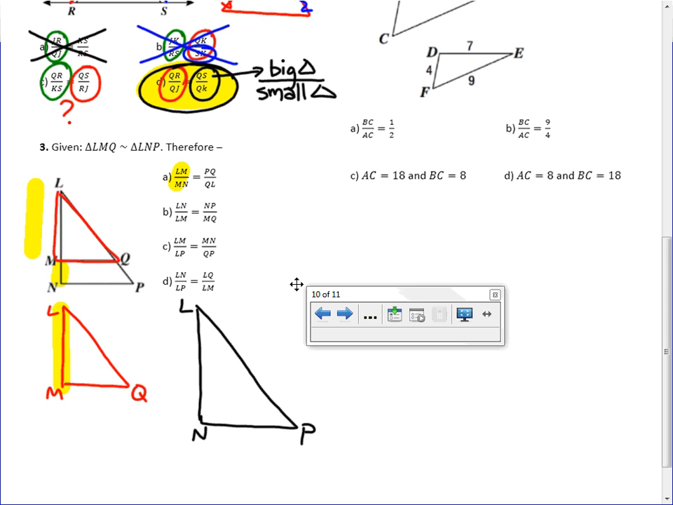And then they say P to Q. Whoa, wait a minute. They put LM in the top, which is the whole. I expected to see this piece in the numerator. I wanted to see that part in the numerator and this part in the denominator, but that's not what happened. They have this in the numerator and that in the denominator, and that just does not work. It's upside down.